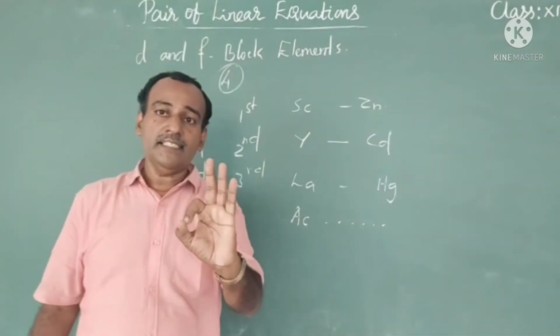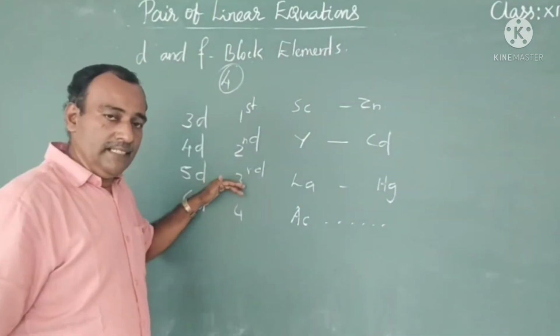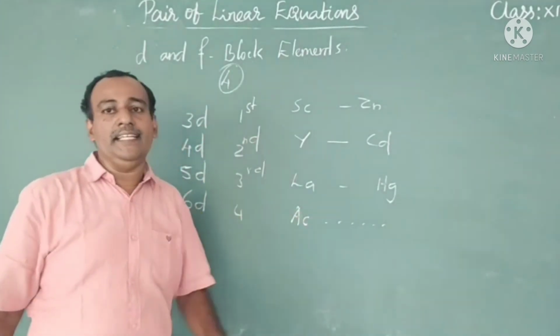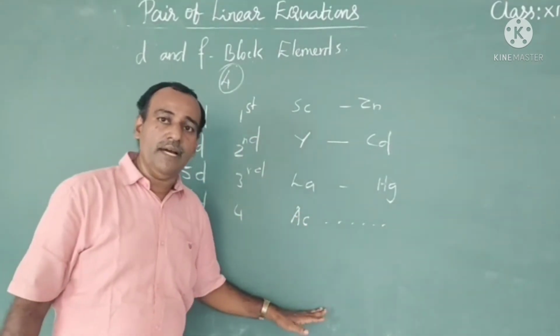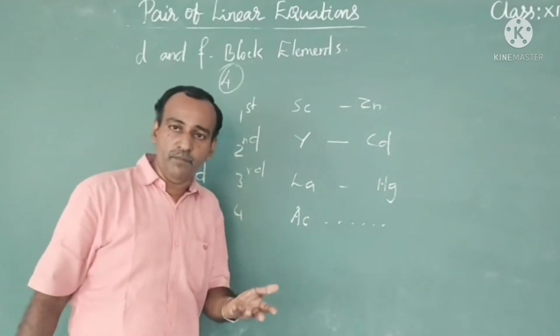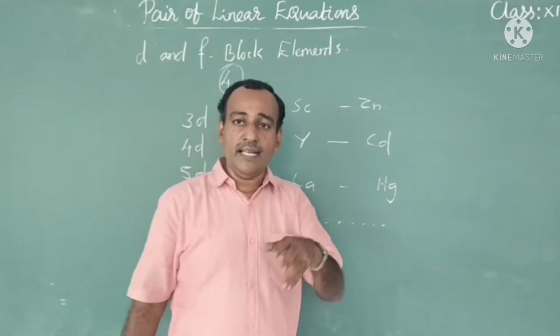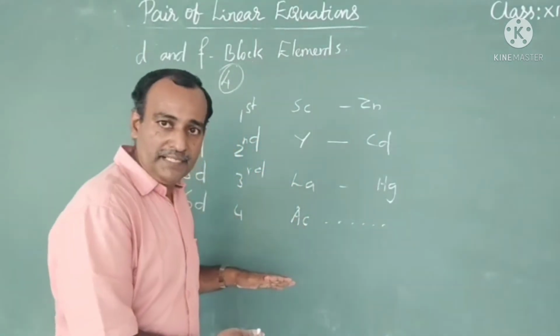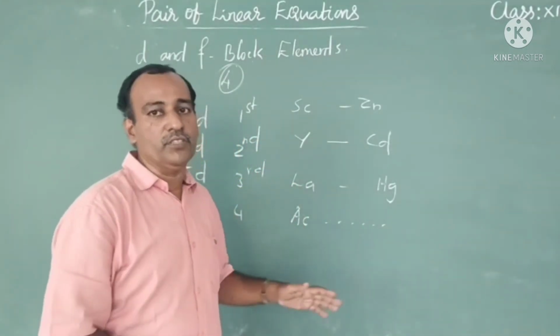In the third row and fourth row, there are 14 elements kept at the bottom as f block elements. They are called 4f block elements and 5f block elements, or otherwise called lanthanides and actinides. They are kept separately in the periodic table at the bottom.